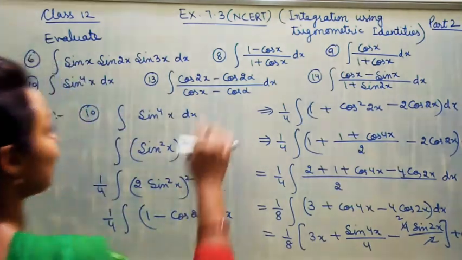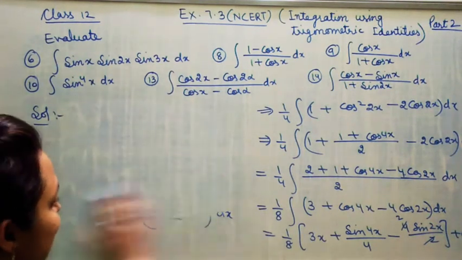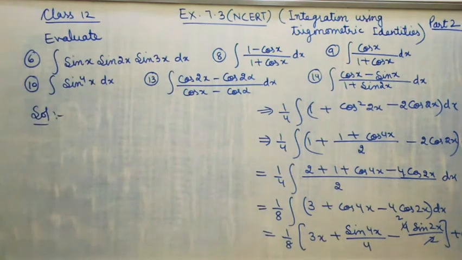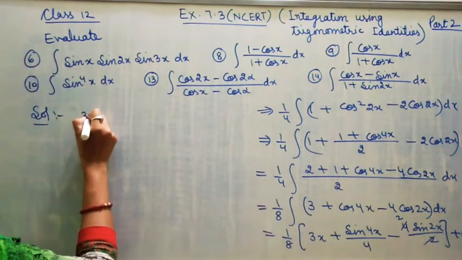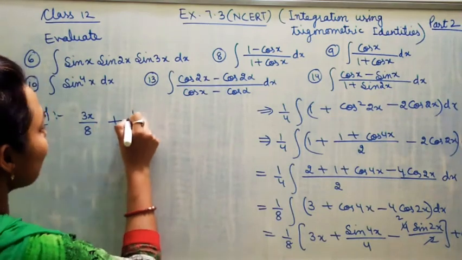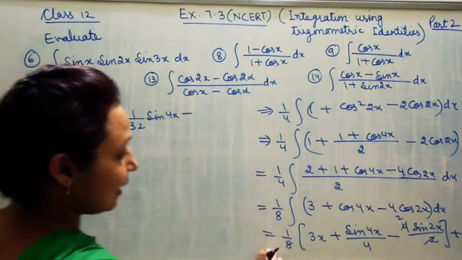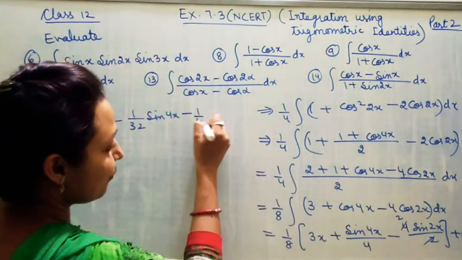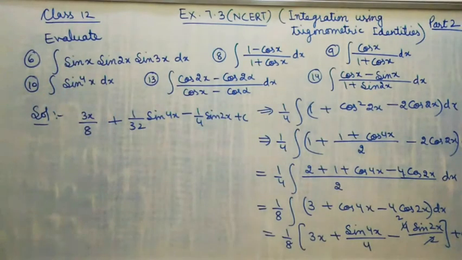Now come to the next question, question number 13. Okay. So first of all, before starting this, I will write the multiplication. After doing the multiplication, what do we get? This is 3x upon 8 plus 1 by 32 sine 4x, minus 8 and 2 will cancel, 1 by 4 sine 2x plus constant. So this is the final full-fledged answer of this. So this is the way to solve the last question.